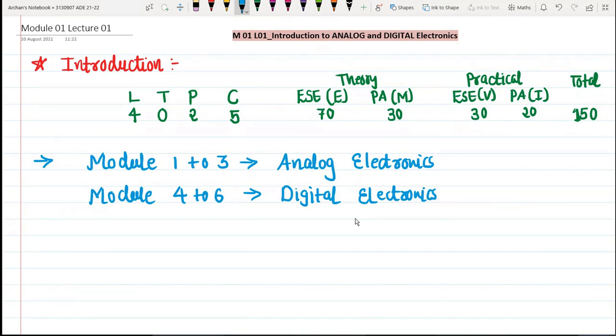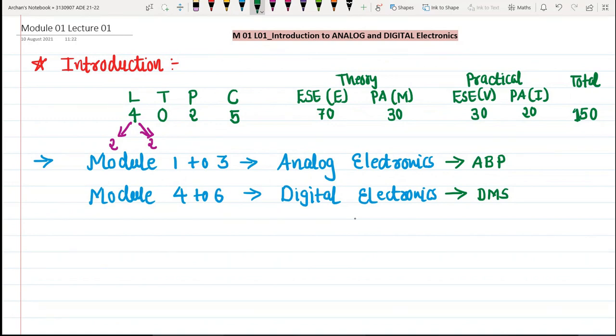Out of these 4 lectures, 2 lectures will be of analog electronics and 2 lectures will be of digital electronics, which will be covered by 2 different faculties. Analog electronics will be covered by me, and digital electronics will be covered by Darshni Shukla ma'am. I will be conducting 2 lectures per week, and Darshni ma'am will be conducting 2 lectures per week. So this is about the teaching scheme.